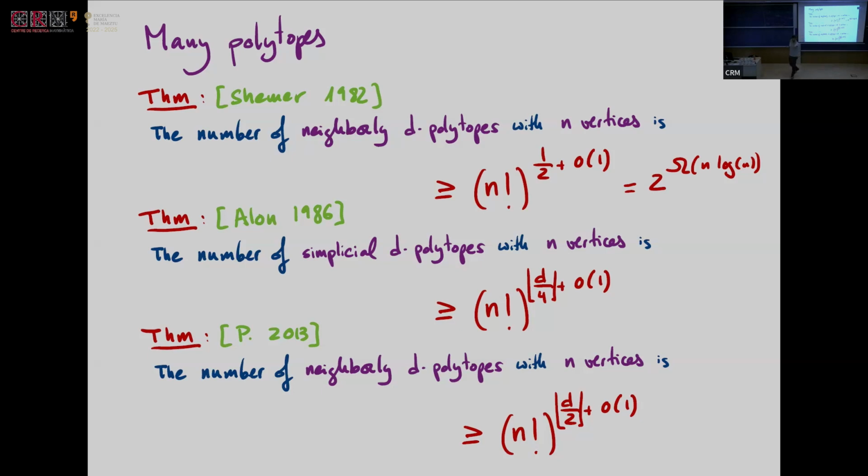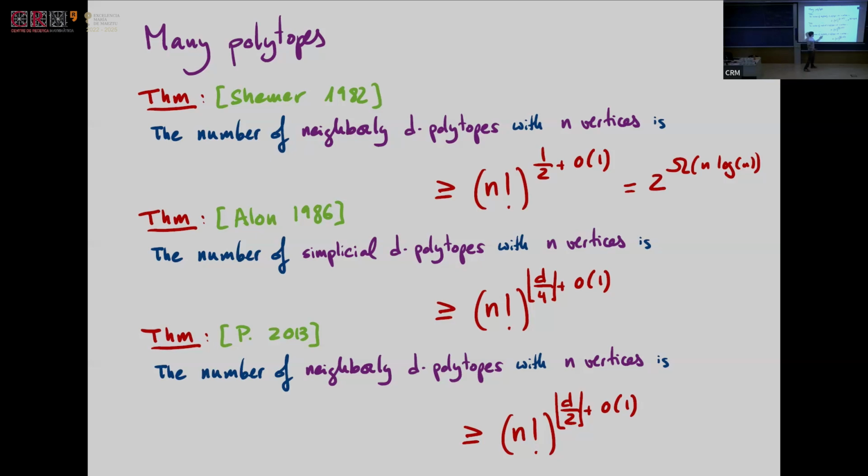And this topic was, let's say, dead for 30 years until I did my PhD thesis, where I slightly improved Alon's bound to d/2. I want to highlight that it's a very tiny improvement, but it's a lot of work because there are very large numbers. So you really need to produce many polytopes.